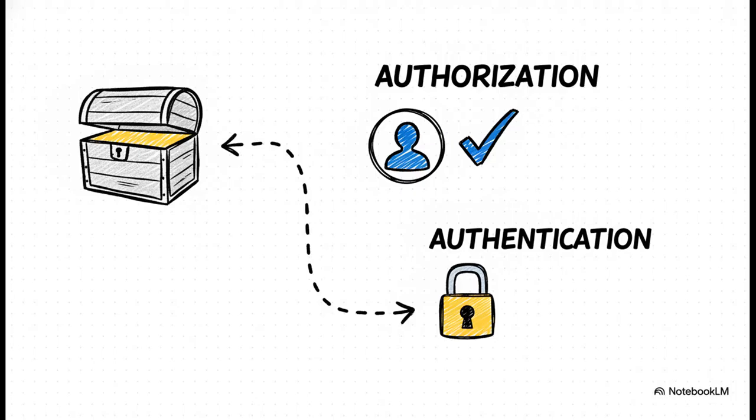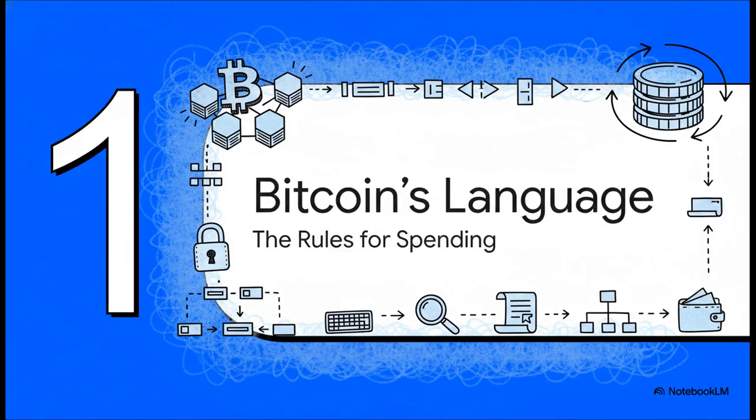You see, at its very core, every single transaction on the entire Bitcoin network has to answer two really basic security questions. First up is authorization. Who is even allowed to spend this money? And second, authentication. How do they prove they're the right person? Now this is where the genius of Bitcoin comes in. It doesn't just answer these questions with a simple signature. No, it uses a hidden programming language. A language that actually sets the rules for exactly how that money can be spent.